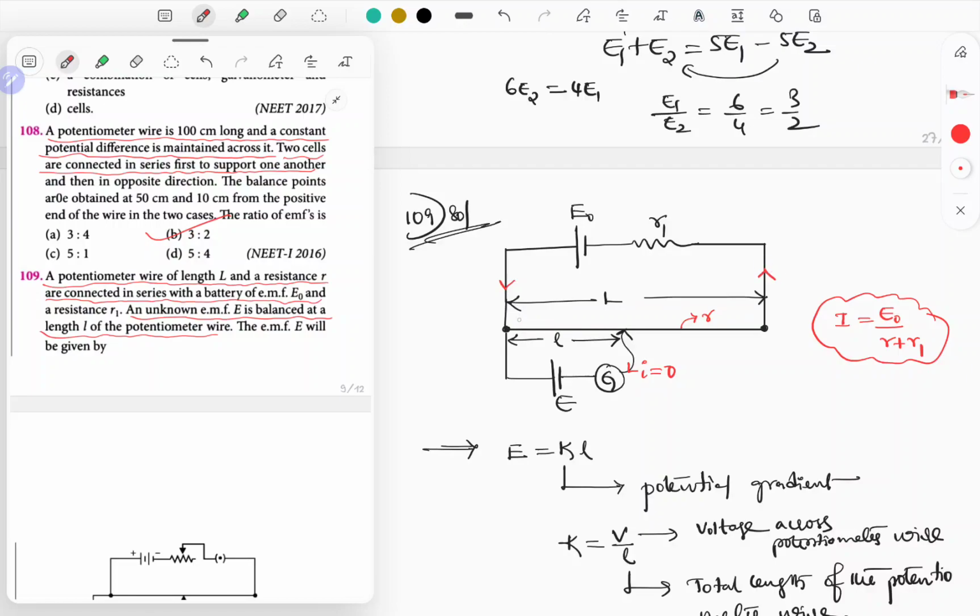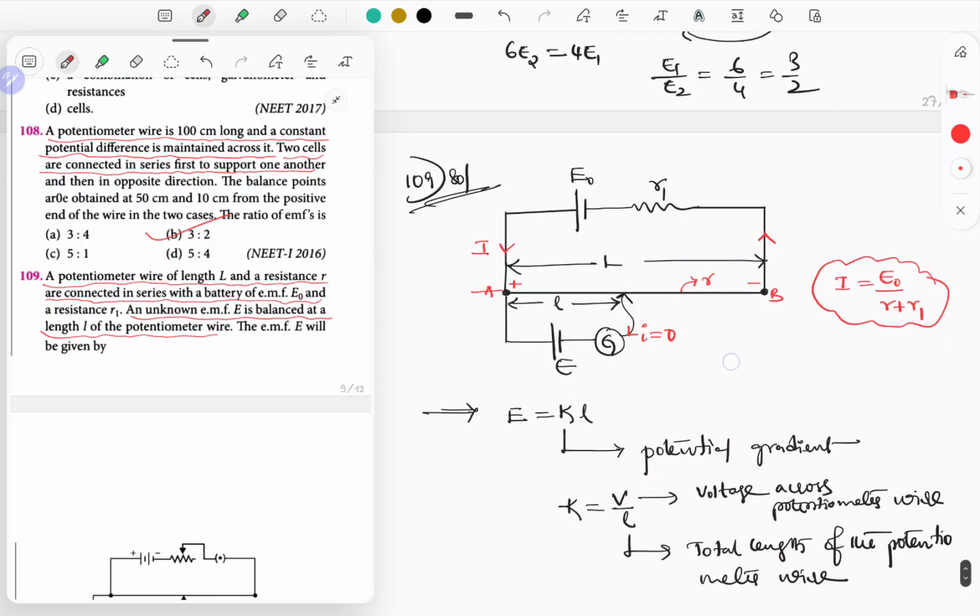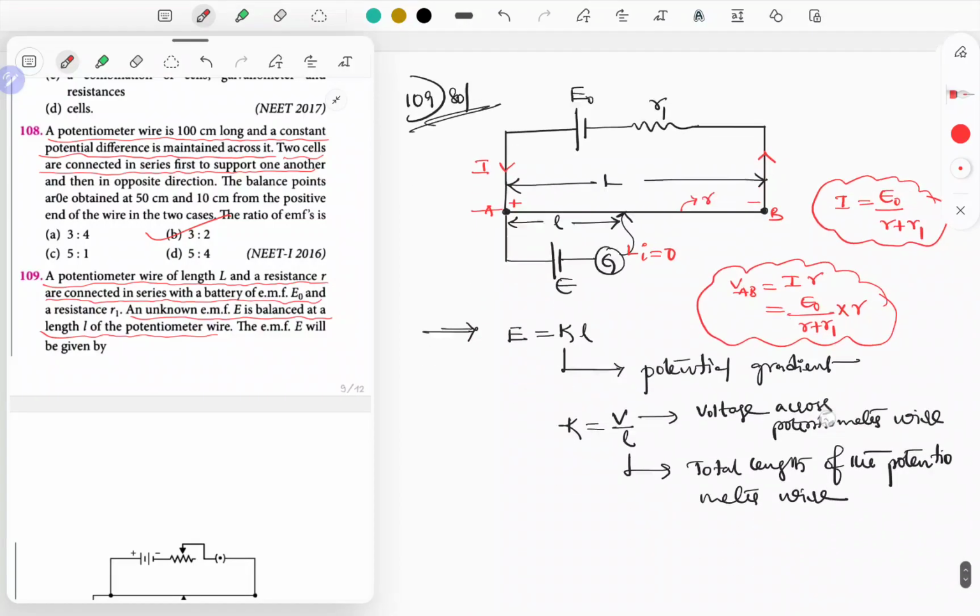As this complete wire has resistance smaller, a voltage will drop across this resistor. Let's say this is point A and this is point B. Then the voltage across the potentiometer wire is equal to I into smaller, where I is E naught by R plus R1, into smaller. This is the complete voltage across the potentiometer wire.